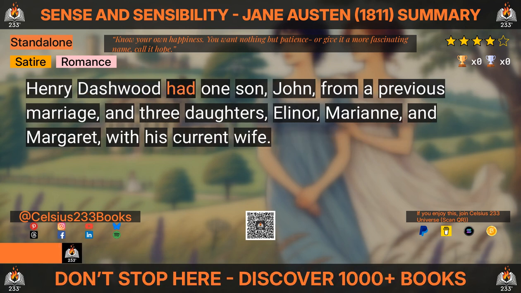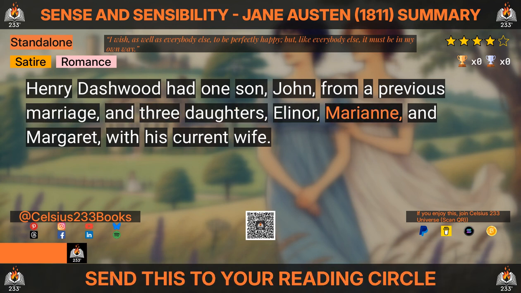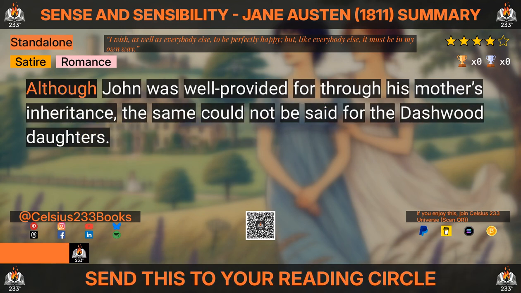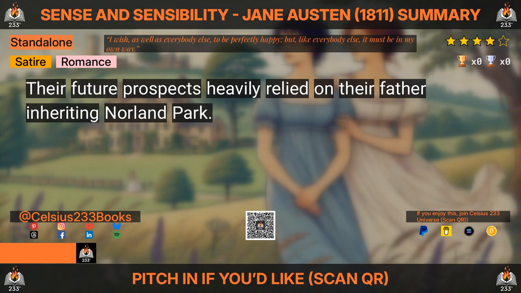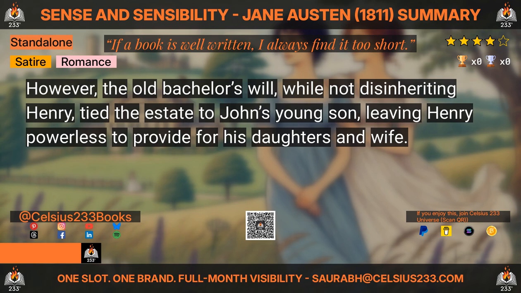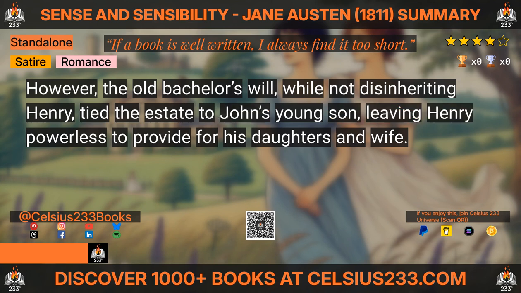Henry Dashwood had one son, John, from a previous marriage, and three daughters, Elinor, Marianne, and Margaret, with his current wife. Although John was well provided for through his mother's inheritance, the same could not be said for the Dashwood daughters. Their future prospects heavily relied on their father inheriting Norland Park. However, the old bachelor's will, while not disinheriting Henry, tied the estate to John's young son, leaving Henry powerless to provide for his daughters and wife.